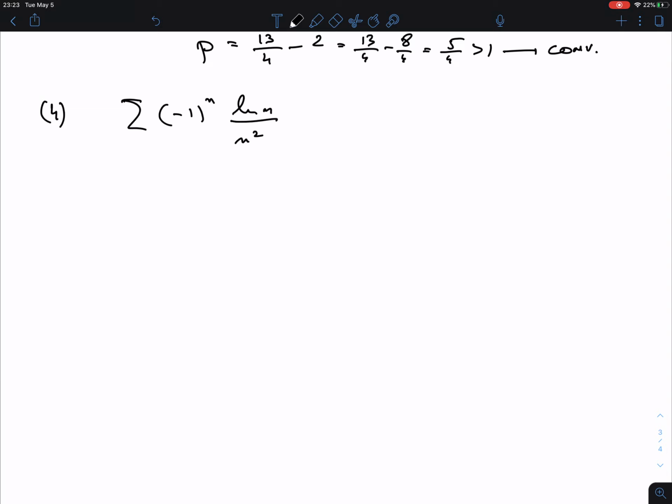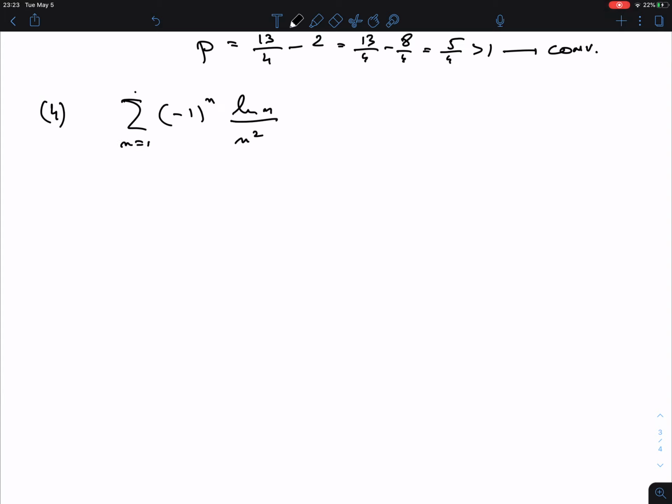Give me a sec. I don't want to do the wrong one here. I think this is it, but just double checking. Okay, what is this? No, it's not this one. It's this one. Yes, okay, that's it. And this is for n going from 1 to infinity.